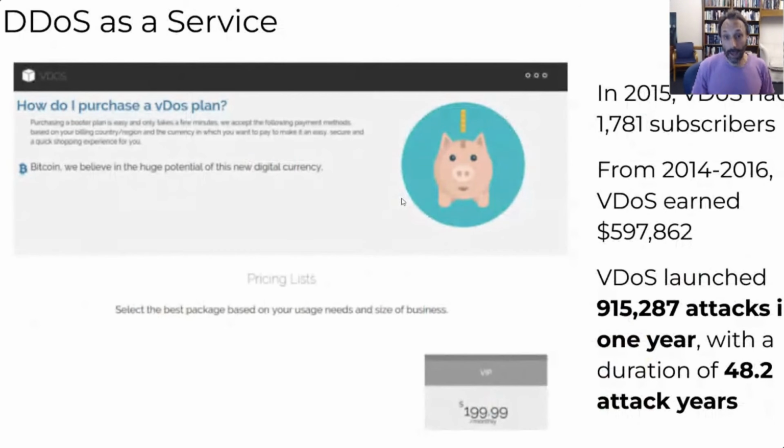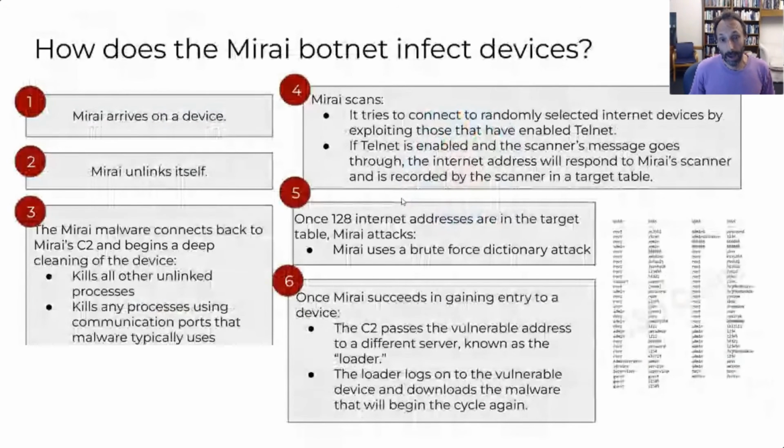Now, Mirai worked by taking over what are called IoT devices, Internet of Things devices like smart toasters, DVRs, security cameras, things that are attached to the internet, these objects that talk to each other rather than talk to us. Now, it turns out that these IoT devices were running Telnet. And so Mirai first logs into Telnet and breaks the password scheme using a dictionary attack.